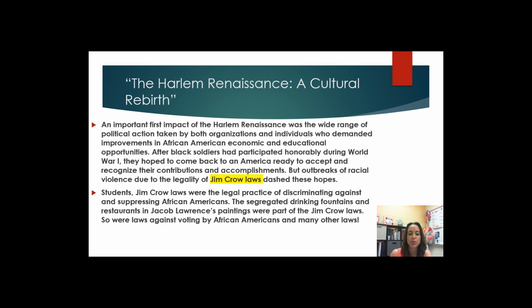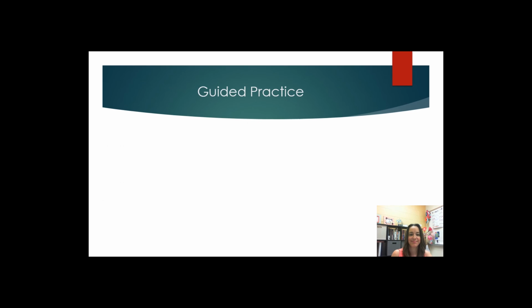Students, Jim Crow laws were the legal practice of discriminating against and suppressing African Americans. The segregated drinking fountains and restaurants in Jacob Lawrence's paintings were part of the Jim Crow laws. So were the laws against voting by African Americans and many other laws.